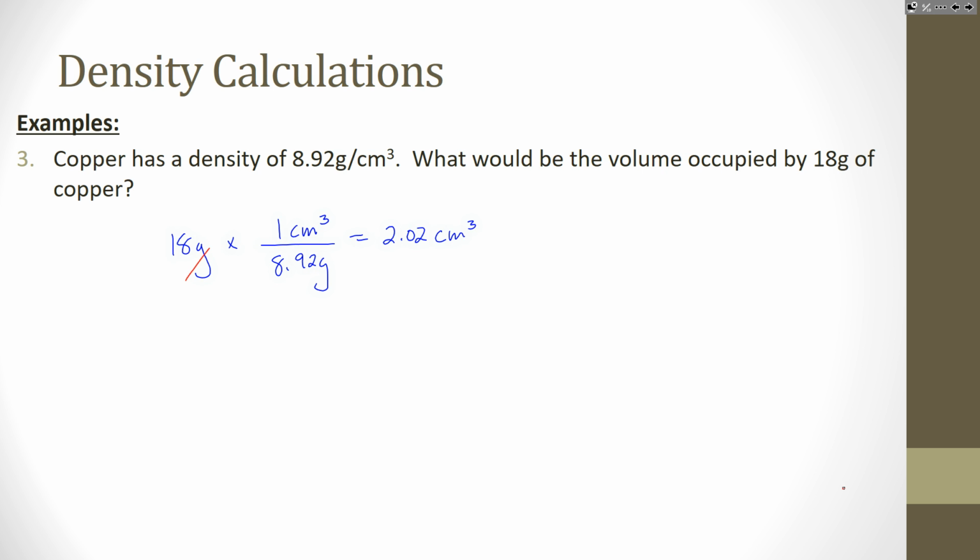If you look, grams cancel. Now let's think about if this makes sense. It takes almost 9 grams to have 1 centimeter cubed, so if you have 18 grams, that's twice as many grams, so twice as many centimeters cubed. It's kind of the same idea.